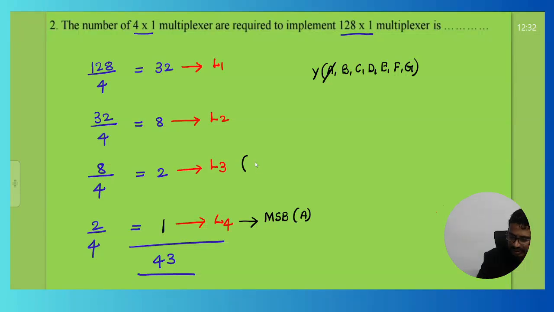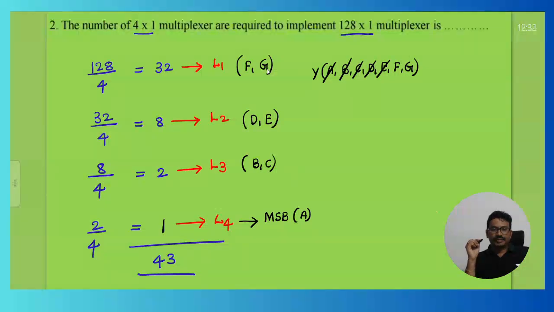And at level 3, what can I connect here? A is gone, so what remains here? BC will be connected here. BC is gone. Now what must be connected here? D and E should be connected. So D, E gone. Next, what should be connected? At level 1, F and G should be connected. Okay?